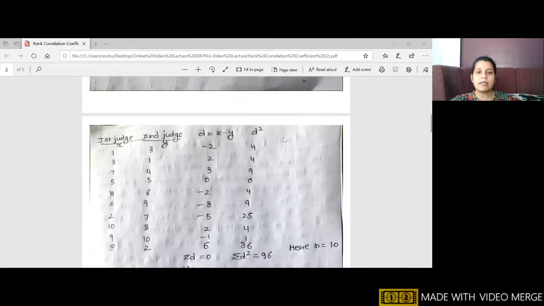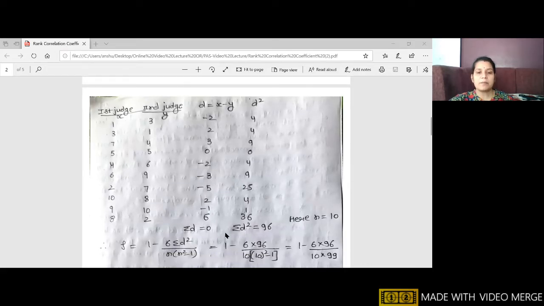See here, summation d is equal to 0. Got it? So again, we find d square. That means minus 2 whole square equal to 4, 2 whole square equal to 4, 3 whole square 9, 0, 0, minus 2 square 4, minus 3 square 9, minus 5 square 25, 2 square 4, minus 1 square 1, and 6 square is equal to 36. Got it? So here summation d equal to 0 and summation d square is equal to 96. And here n is equal to what? 1 to 10, so here n is equal to 10.